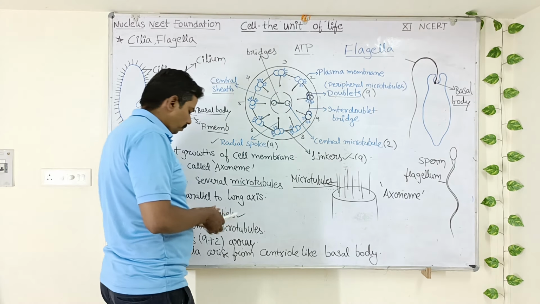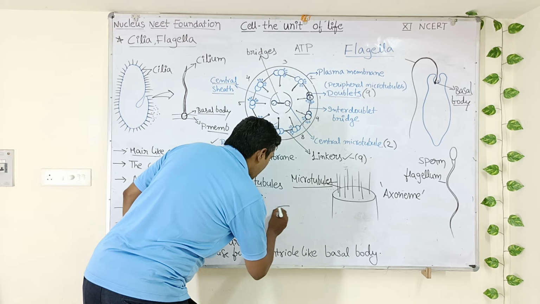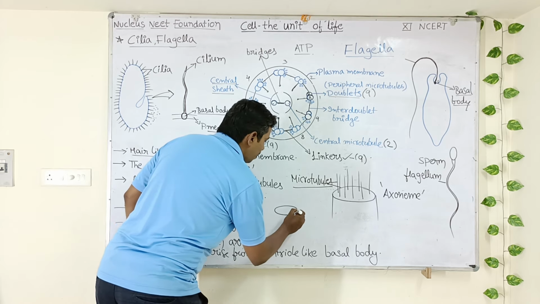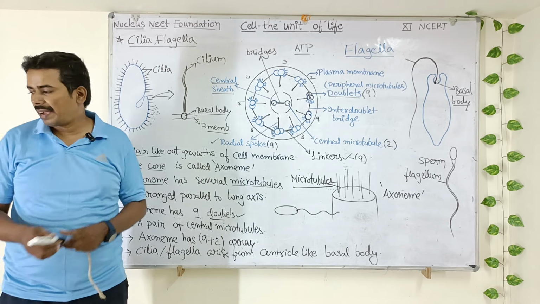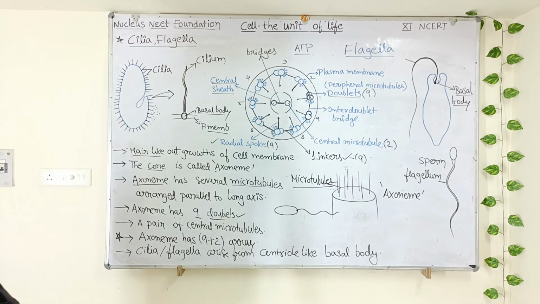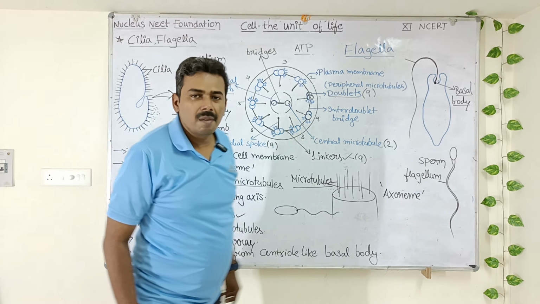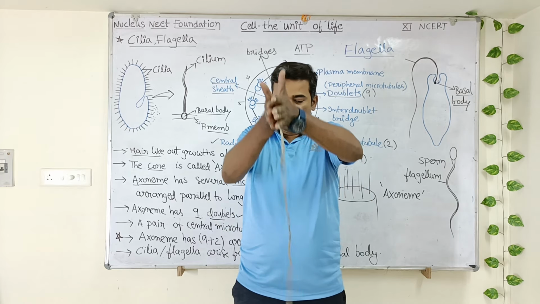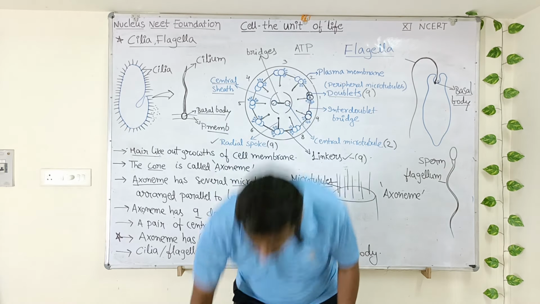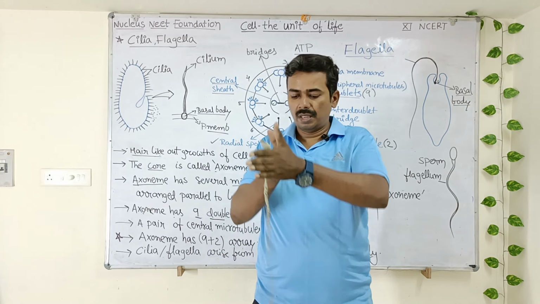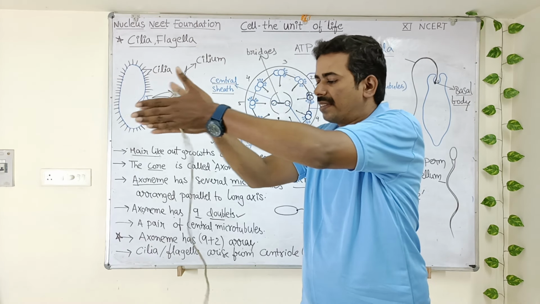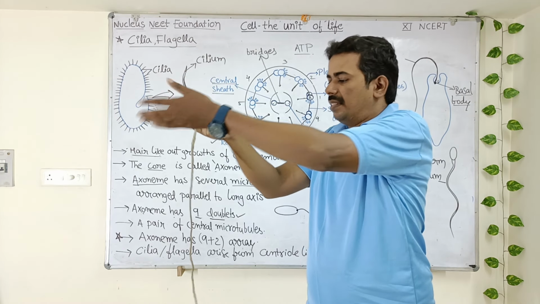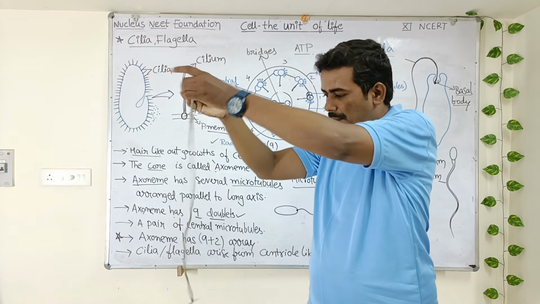Look here. This is a prokaryote bacteria. This is a flagellum of the bacteria. Then how can a prokaryotic flagellum move? It will move like this. You can see here, it rotates around its own axis like this. This is how the prokaryotic flagellum moves.